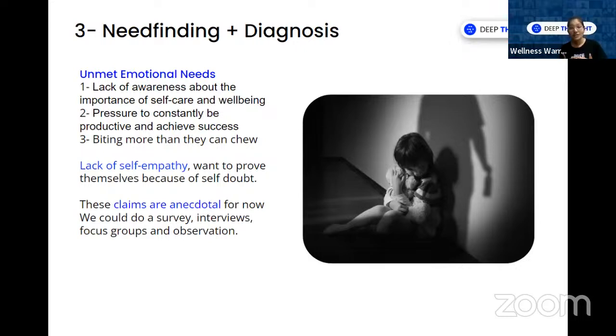And why are they doing so? Because they are under pressure to achieve lots of success and productivity at one time. And why are they under that pressure? Because they are taking on more than they can handle. This results in a lack of self-empathy, and they want to prove themselves because they have self-doubt. To diagnose these problems, we could do surveys, interviews, and focus group discussions, and observe this kind of people.